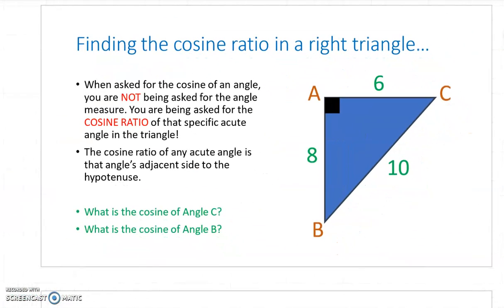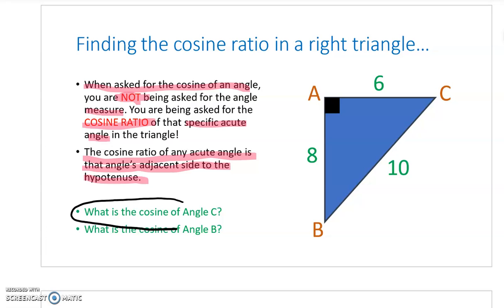Moving on, finding the cosine ratio in a right triangle. Similarly to the tangent and sine ratio, when you are asked for the cosine of an angle, you are not being asked for the angle measure. You are being asked for the cosine ratio of that specific acute angle in the triangle. The cosine ratio of any acute angle is that angle's adjacent side to the hypotenuse. So let's try a couple here.